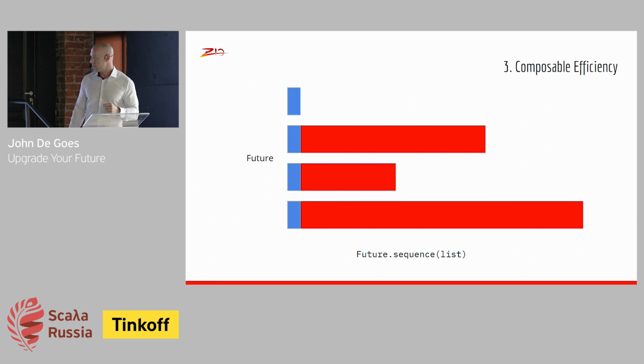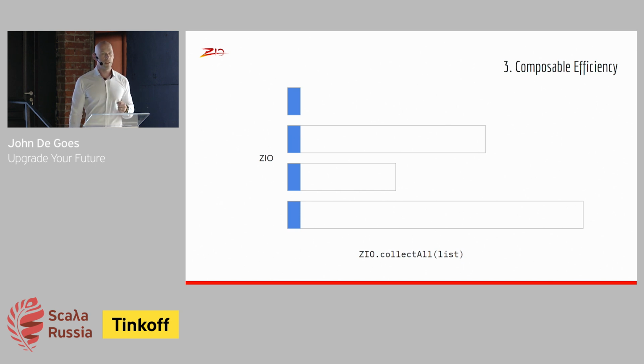Similarly, for things like sequence, if one of the things you're sequencing over fails, in a list of 1,000 things, all 1,000 futures will run fully to completion. And in ZIO, as soon as the first one fails, the other 1,000 will be immediately terminated.